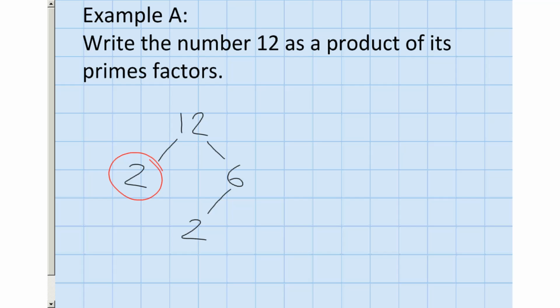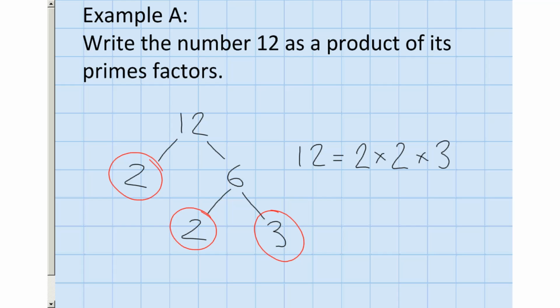What do I need to times 2 by to get 6? Well, it's 3. So again, we need to ring any primes we can see. Well, they're both primes. 2 can only be divided by 1 and 2. 3 can only be divided by 1 and 3. Once we've done that, we can't break it up anymore. They're all ringed. So that means that 12 is equal to those 3 numbers multiplied together. So 2 times 2 times 3. We've written 12 as a product of its prime factors.